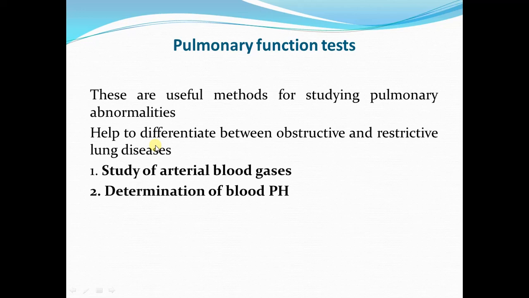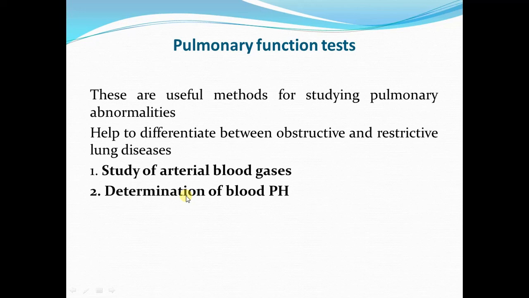The different pulmonary function tests include the study of arterial blood gases, determination of the blood pH, and determination of lung volumes and capacities by spirometry, and many others. So we are going to discuss all these tests one by one. First, we are going to talk about the study of the arterial blood gases.